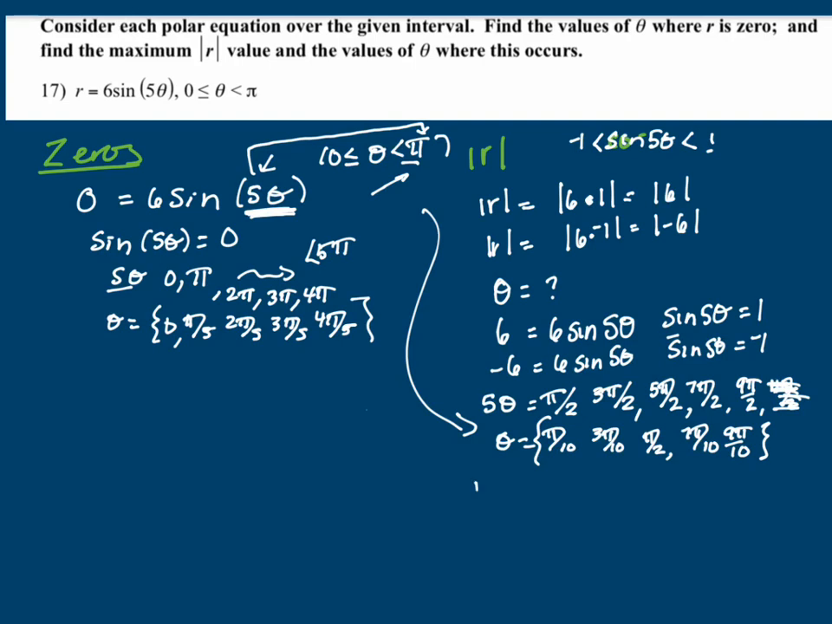So we would write the absolute value of r equals 6 at theta equals those. Now remember, this is positive 6, this is going to be negative 6, this is positive 6, negative 6, positive 6. So that helps if you were trying to draw it out, but we're not graphing it. So it's just those two things. That would be the answer for number 17.